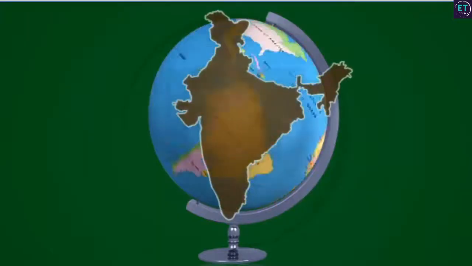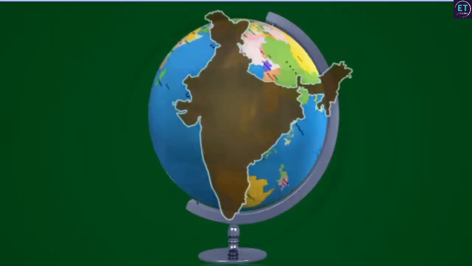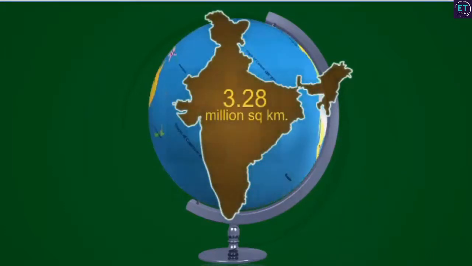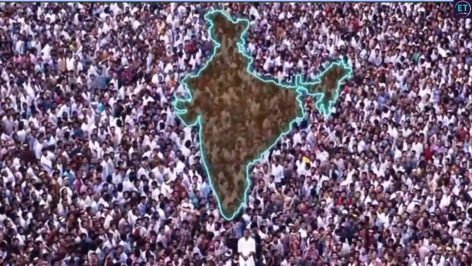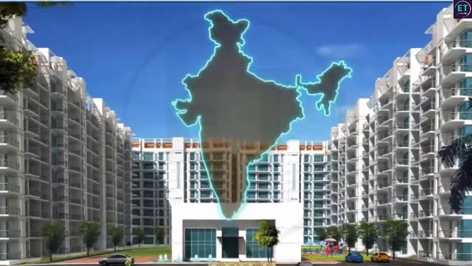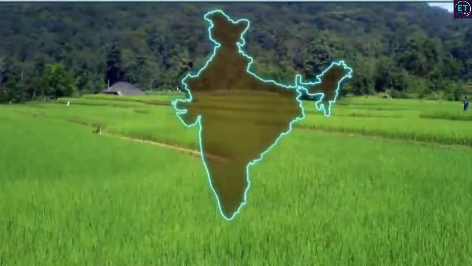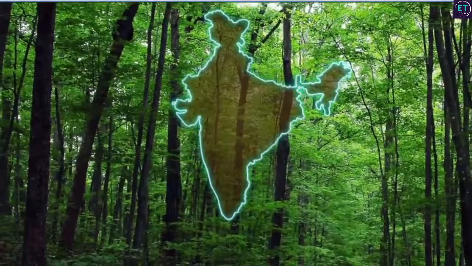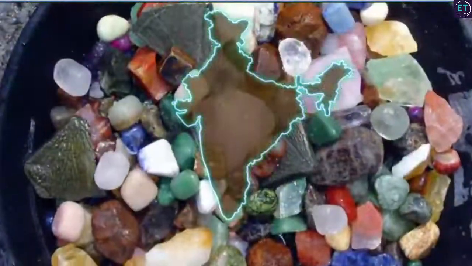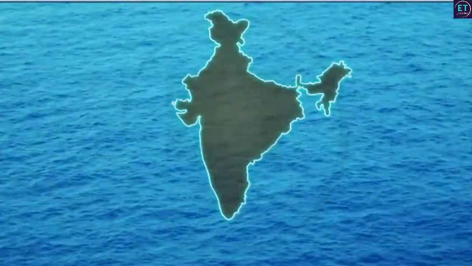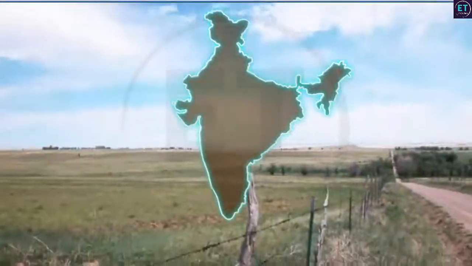India is the seventh largest country in the world, with a geographical area of about 3.28 million square kilometers. This land is a valuable resource that supports our population, buildings, farmlands, and forests, and also provides us with rich mineral, water, and soil resources.